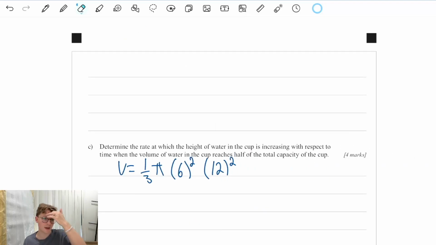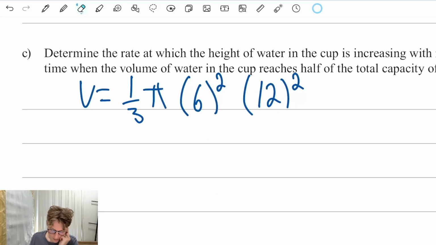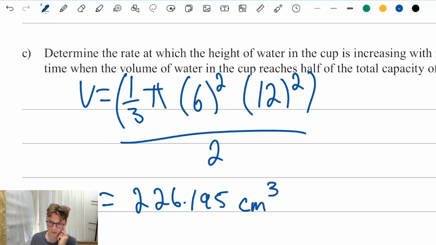So I'm going to do this to find my volume. I type this into my calculator, I click equals, and I get my answer. Once I've done that, I simply divide my answer by 2. There's a few different ways I could write this out. I'm just going to do it like this: brackets, divide by 2, I get half the capacity. So I just type this into my calculator, and I wind up with an answer of 226.195 centimeters cubed. That is half the total capacity of the cone.